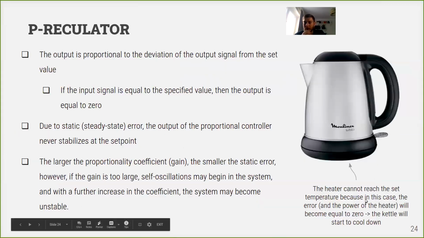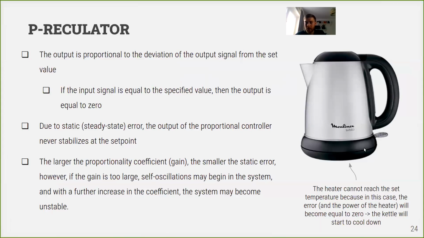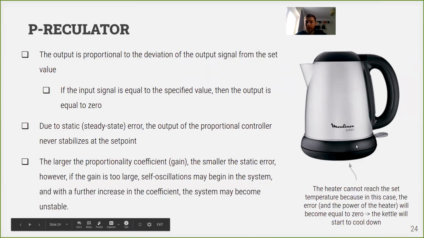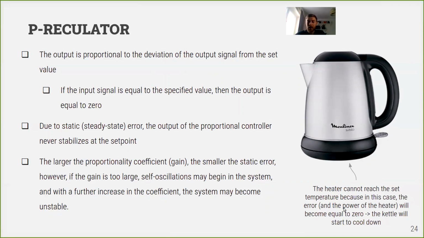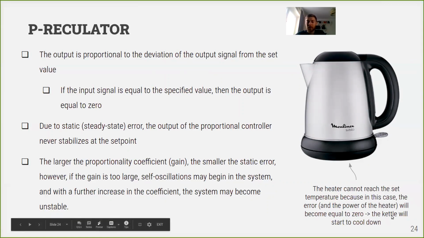The example here is with a kettle. Imagine we have a heater inside, and it cannot reach the set or desired temperature, because in this case the error and the power of the heater will become equal to 0, and it will lead the kettle to start to cool down. And once it cools down, the error increases, and we again apply some signal, and this is an infinite thing.